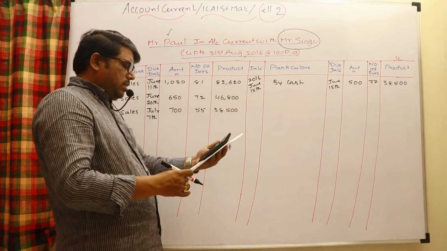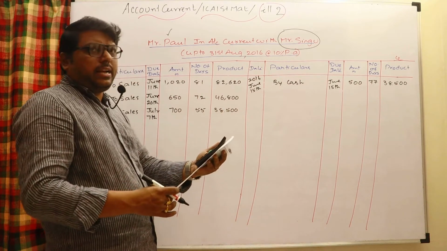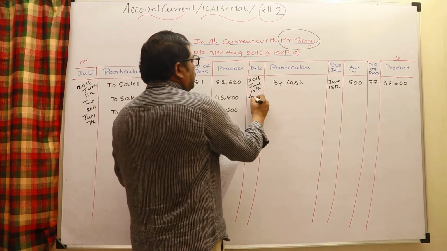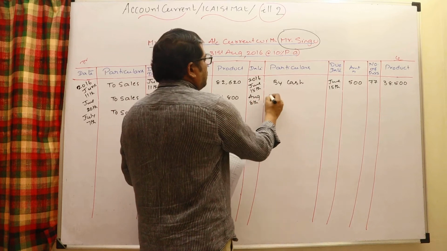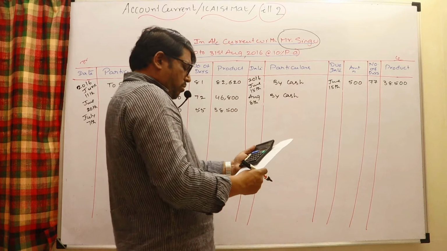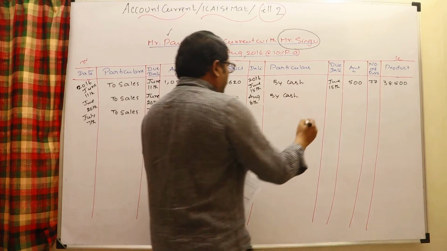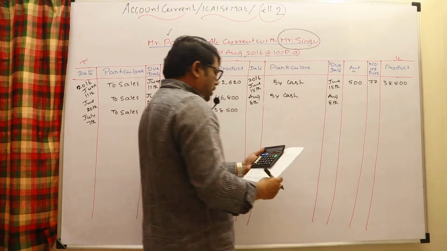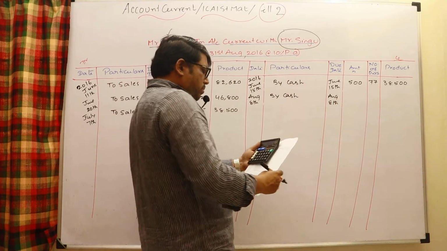And the last transaction, cash received from Mr. Paul. Entry: cash account debit to Paul. In the Paul account, by cash, August 8th. No separate due date is given. Therefore, August 8th itself you can take as the due date also. Here the amount involved is 1100.